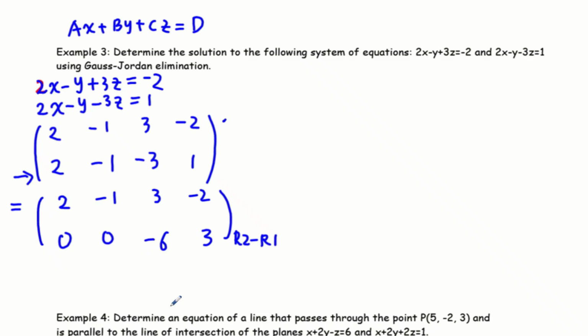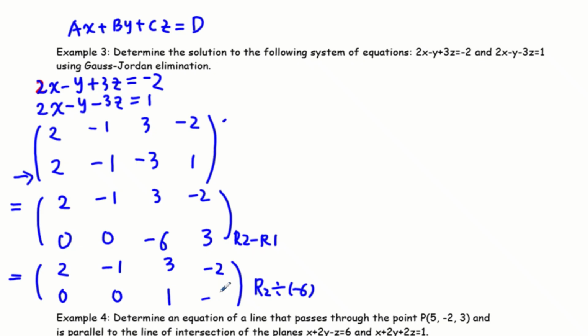So this one we want to change it to 1. Then what we could do is divide it by negative 6. So we have R2 divided by negative 6. Then we have 2. The first row we don't change, we copy it down. The second one divided by negative 6. 0 divided by anything is still 0. Negative 6 divided by negative 6 is 1. 3 divided by negative 6 is negative 1 over 2.